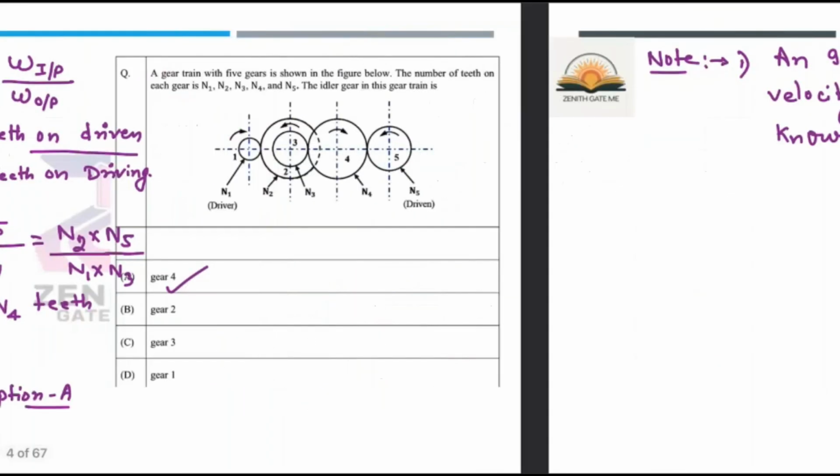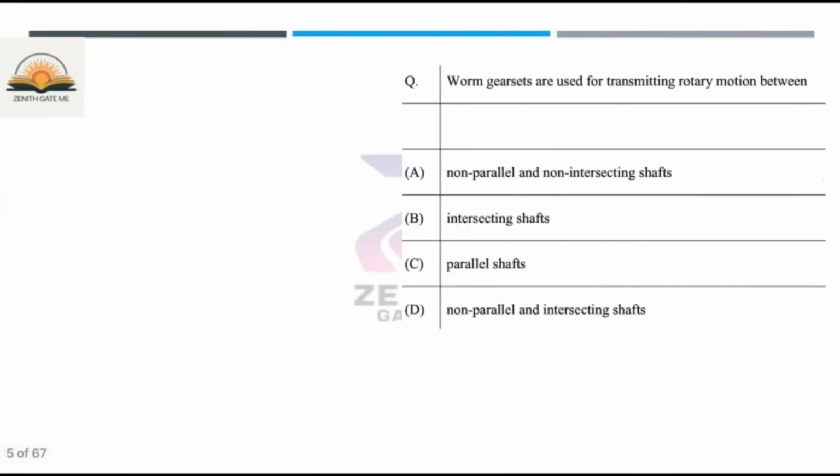Now let's move to the next question, which also came from the fundamentals of gear. The second question is: worm gear sets are used for transmitting rotary motion between what? There are different types of gear, spur gear, helical gear, but they have asked about the worm gear. Worm gears are used for transmitting rotary motion between which kind of shaft? The options are non-parallel and non-intersecting shaft, intersecting shaft, parallel shaft, and non-parallel and intersecting shaft. First, try to see, this is a worm gear.